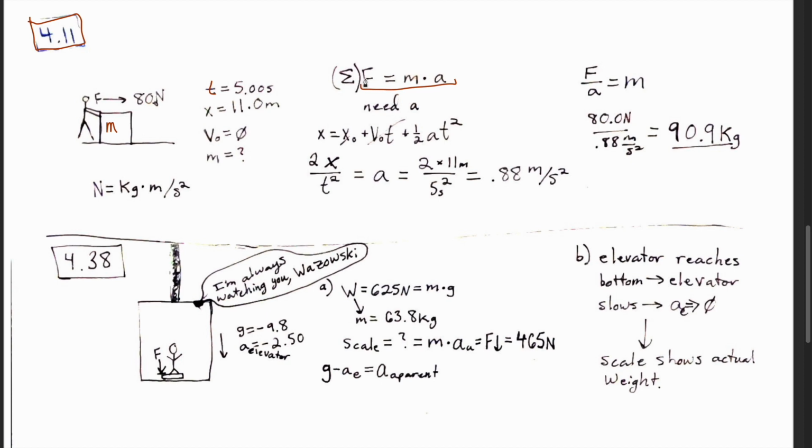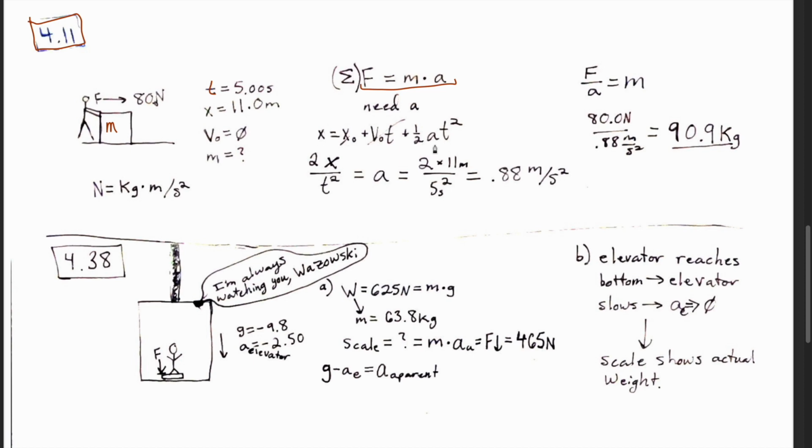And so we have the force, 80 newtons. We need the mass, and we need to find the acceleration to find the mass. For acceleration, we have time and distance, and initial velocity, of course, because it starts from rest. We know that in order to go from rest to moving so many meters in so many seconds, it's got to have an acceleration.